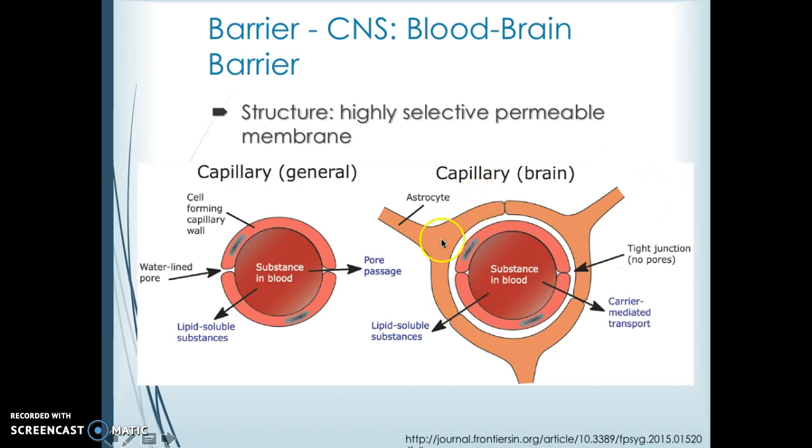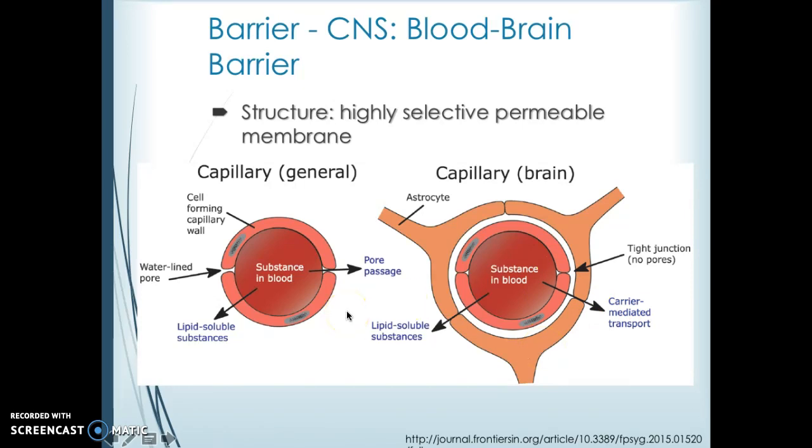So if you recall, there are these things called astrocytes, and these are types of glial cells that surround the capillaries within the brain. So we have much more tight junctions, so the pores are much smaller. They don't really allow things to move through. We have some lipid-soluble pores, and we also have some carriers that allow things to move across the membrane using some energy, right? So if it's carrier-mediated, it's going to use energy.